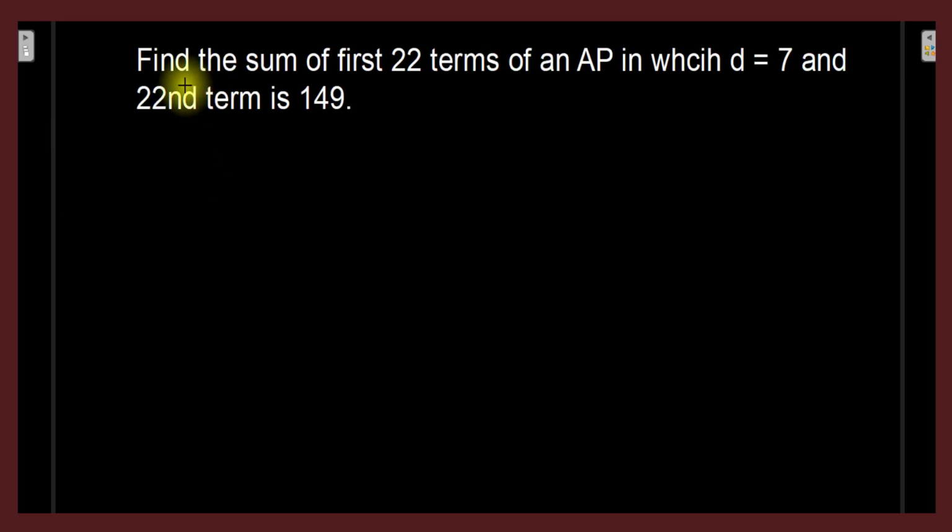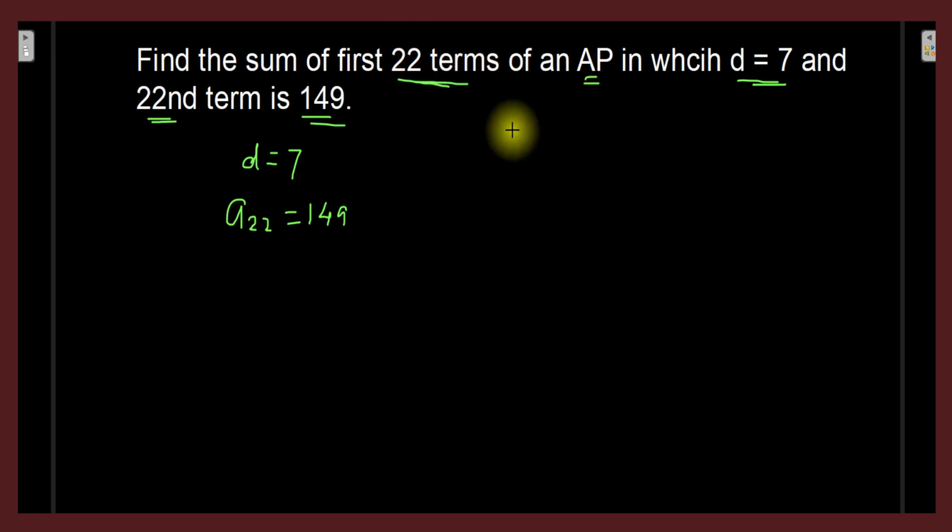The question is, find the sum of the first 22 terms of an AP in which d is equal to 7 and the 22nd term is 149. Here it is given that d, the common difference, is 7, and the 22nd term, that is A22, is equal to 149, and we have to find the sum of the first 22 terms of the AP, that is S22.